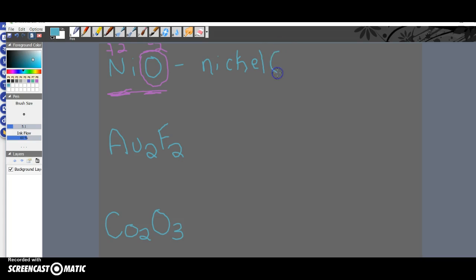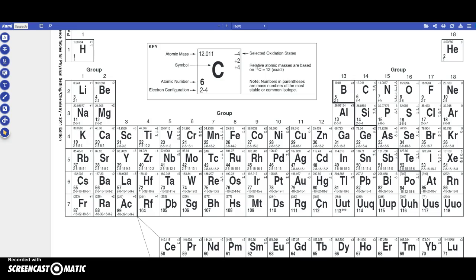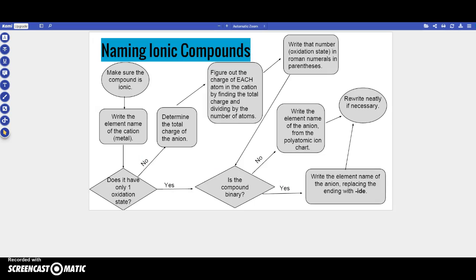So it's going to be nickel(II). And what that means is that of all these options for nickel, where it could be either +2 or +3, that's telling us that we're talking about the type of nickel that is +2. We're talking about nickel having lost 2 electrons. So we're talking about nickel(II). That's how we say that. And then if we look back at our flowchart after we've written that oxidation state, we're going to say, is the compound binary? And this is just nickel and oxygen, so yep, it's binary because it's only 2 elements.